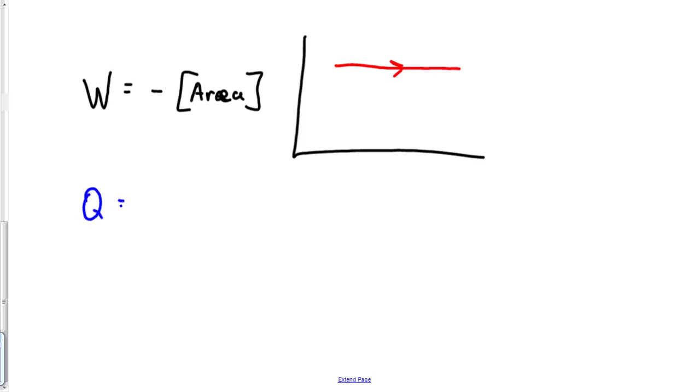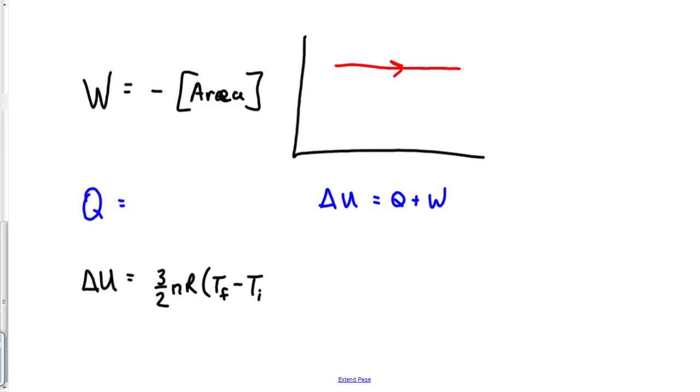Q, I'll be honest, most of the time you're going to use delta U equals Q plus W to find Q. So your question might be, how are we going to find the change in internal energy? Well, we've got a couple of ways of finding delta U. One way would be to use the equation 3 over 2 nR, and I'll write Tf minus Ti.